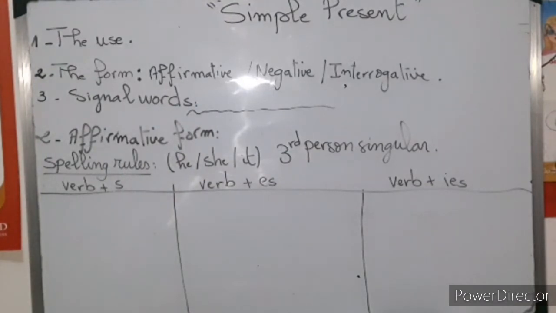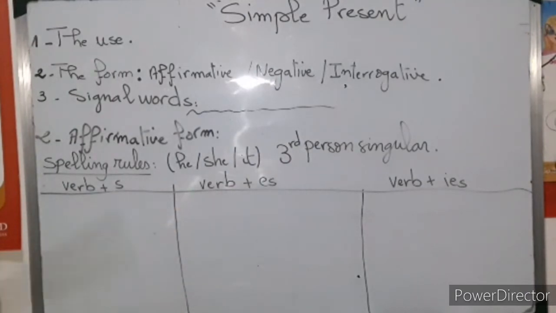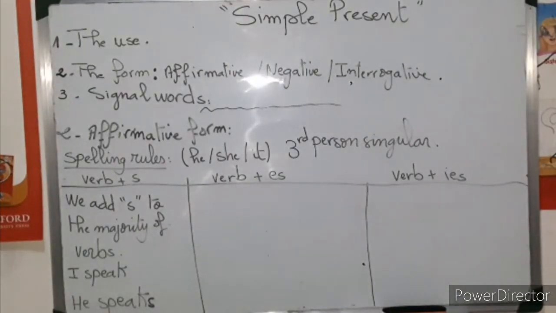Okay? Very good. So let's start with these spelling rules, which are sometimes we add an S to the verb, and sometimes we add ES. And again, sometimes we add IES. Okay? We start with the first rule, with the first spelling rule, which is when do we add S? This is the question. So have a look with me here.